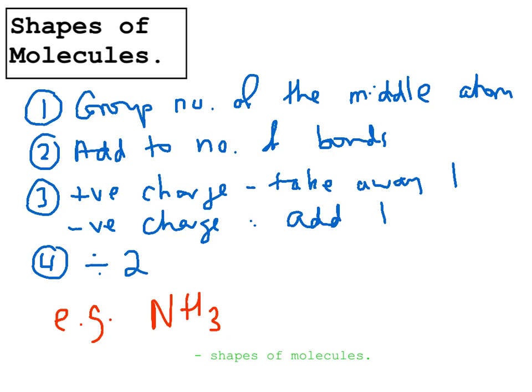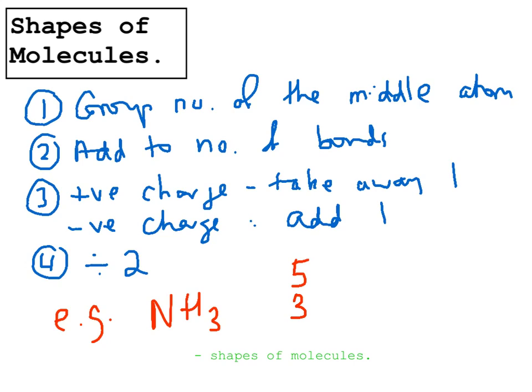Now, the middle atom is going to be the one there's the least of, so that's N here. And so N is in group 5. The next step is to add the number of bonds. Here you can see there are 3 bonds, there are 3 H's attached to one N, so we're going to add 3 to this number.